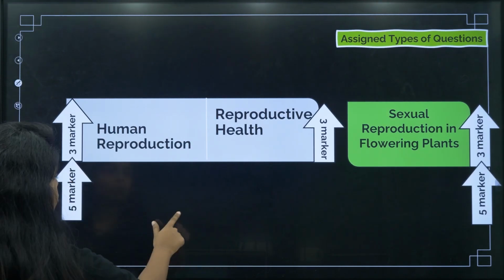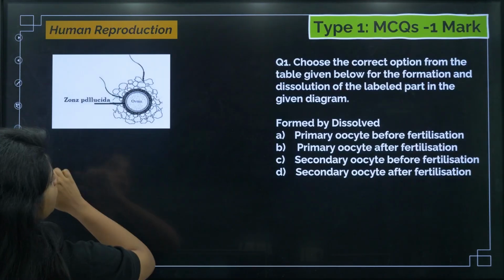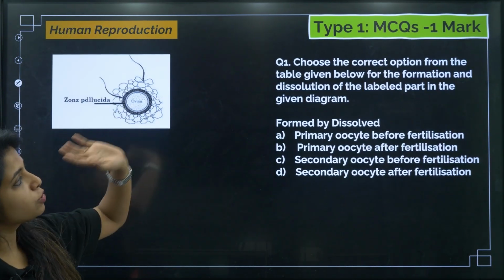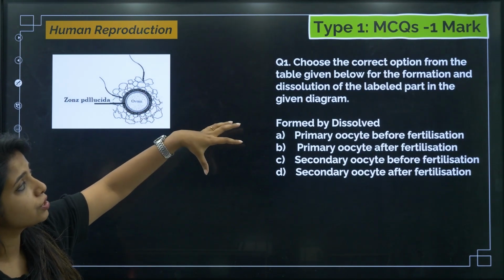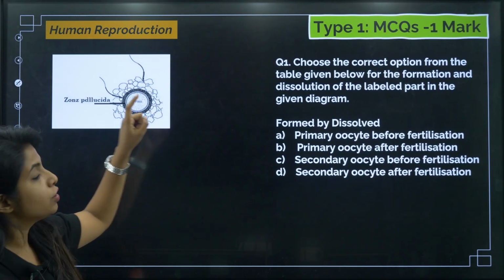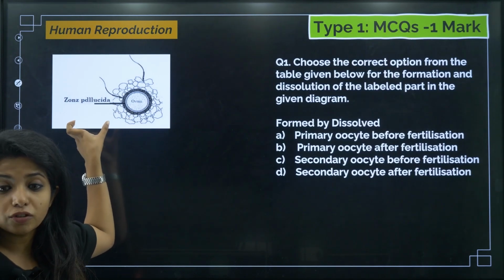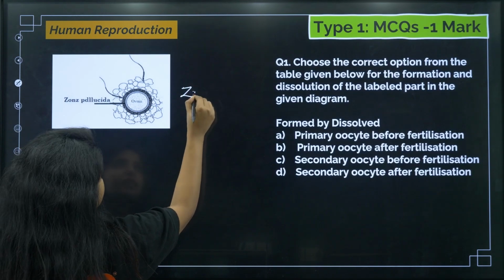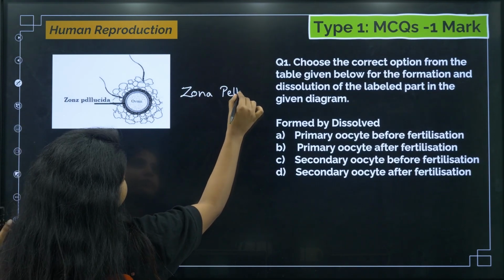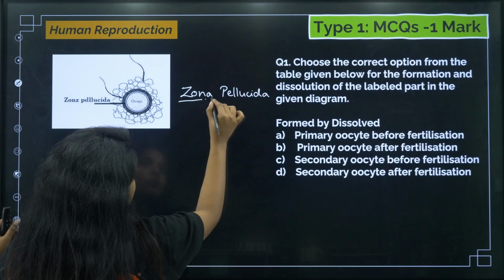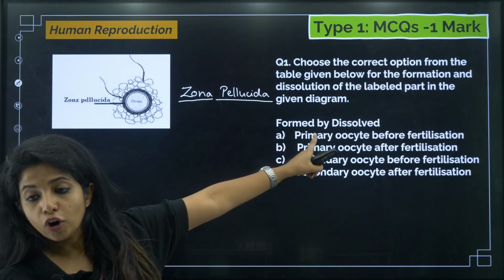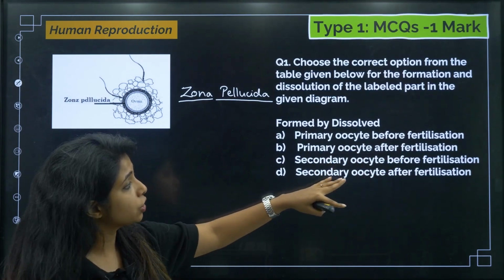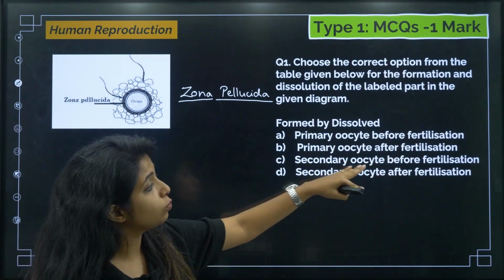Cool. Now let's see the first type of question that we have over here, that is from human reproduction. Choose the correct option from the table given below for the formation and dissolution of the labeled part in the given diagram. So you have to find what is responsible for the formation of this particular labeled part. And what is this labeled part, my dear children? It is zona pellucida. Your options are: it is formed from the primary oocyte before fertilization, primary oocyte after fertilization, secondary oocyte before fertilization, secondary oocyte after fertilization.